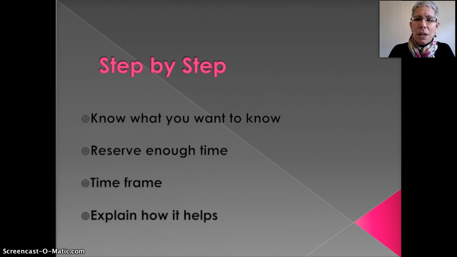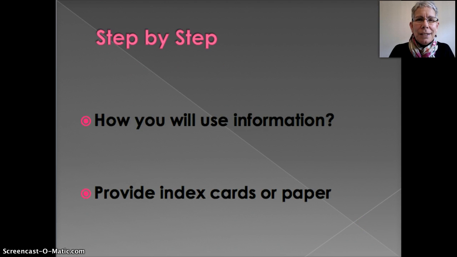You also need to reserve enough time during your class for students to answer the question that you will pose, also giving them an idea of the time frame you've given them to answer the question. It also helps if you can explain to the students why you're doing the Muddiest Point, how it will help them as students, and how it helps you as an instructor. It's also great if you can inform your students how you will use the information. Adult learners appreciate knowing that what they're doing is valuable. You will also need to provide index cards or paper for students to write on.